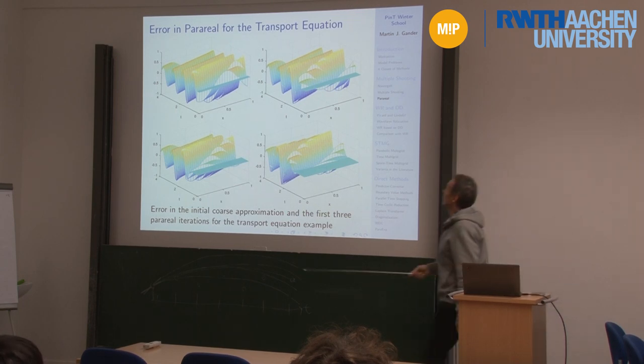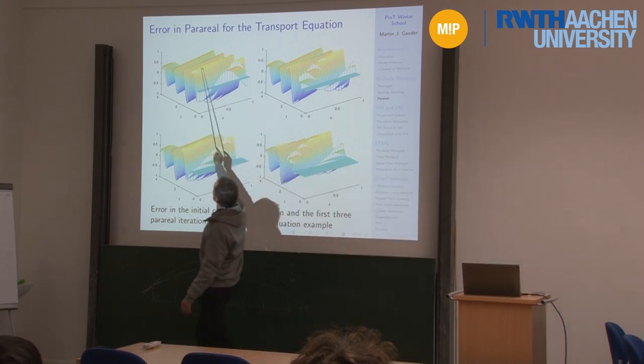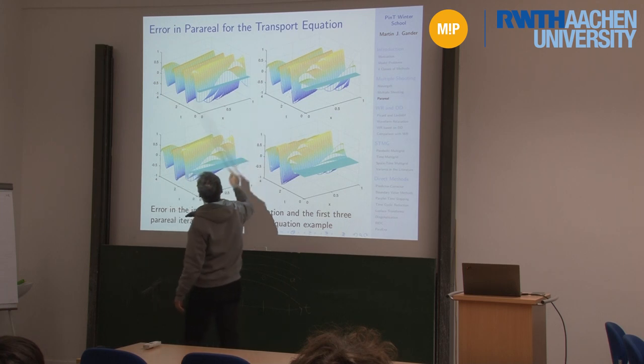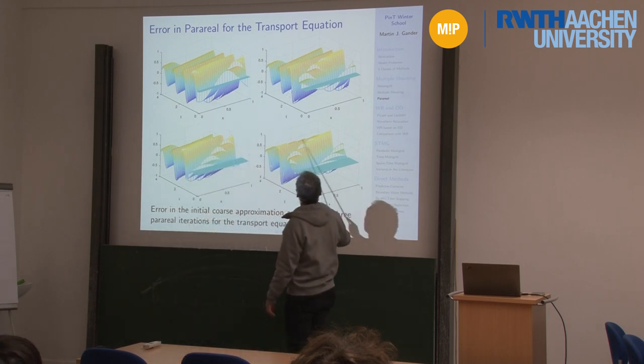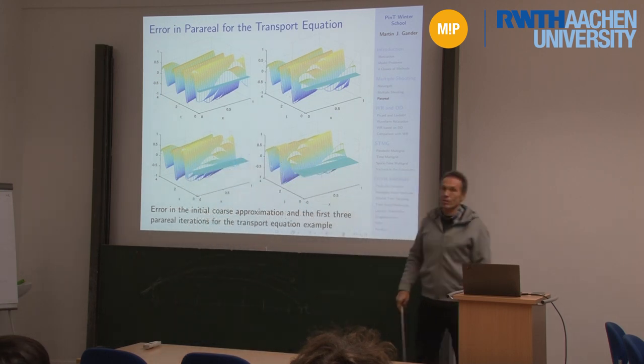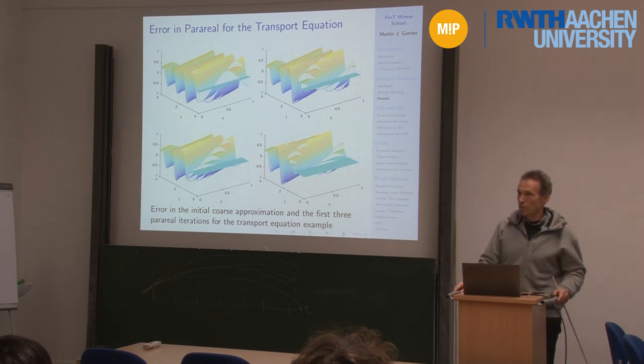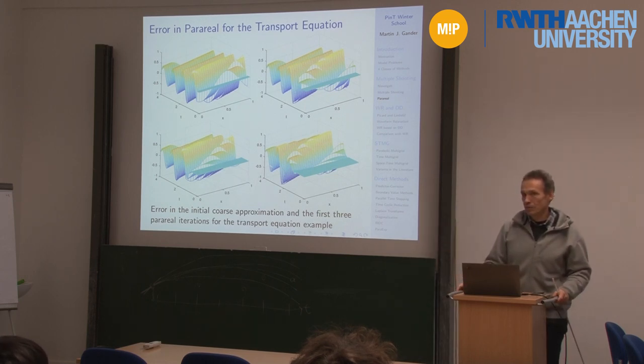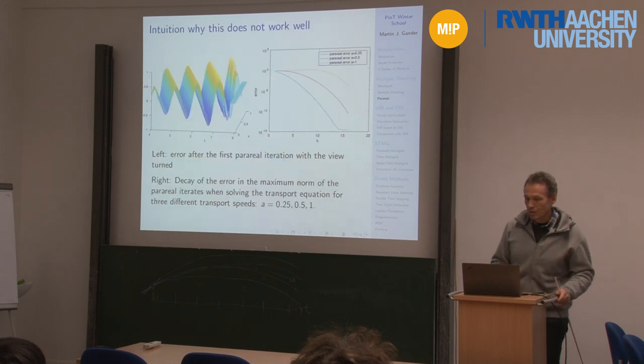So if you look at the error in these iterations, the error is of the size of the solution. It's just not the right method. You cannot solve a hyperbolic problem with this technique. Not the right technique, nothing you can do.